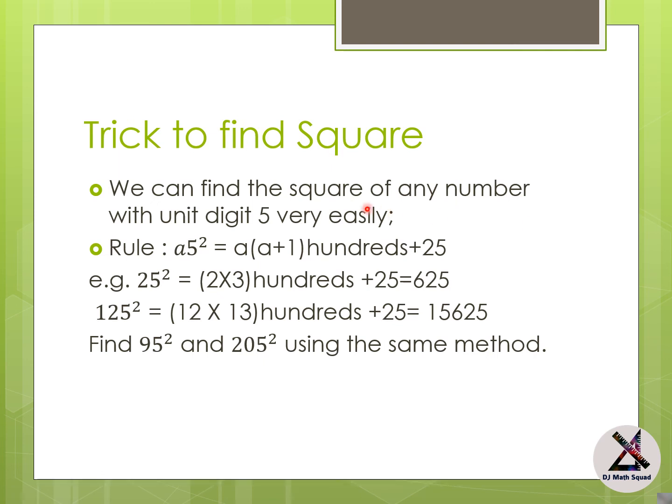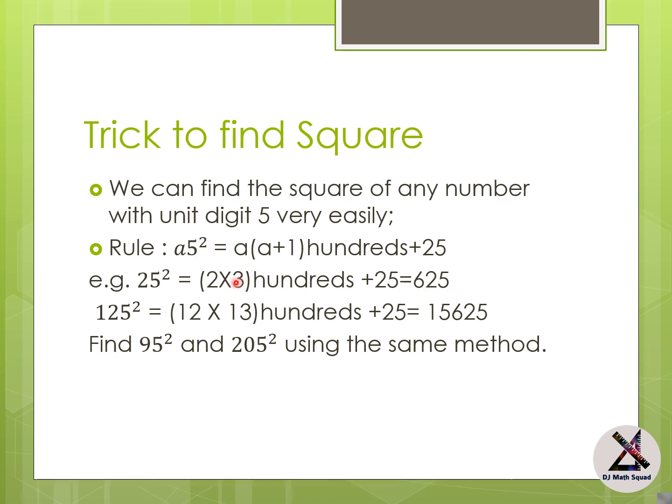Now I'm giving you a trick where you can find the square of numbers where the unit digit is 5. And it is very easy. Suppose there is a number 25. What you have to do is take the first digit, which is 2, and multiply it with the next digit, which is 3. So 2 into 3, and you have to put hundreds here, right? 2 into 3, 6, 6 hundreds plus 25. So when you add them, you get 625.